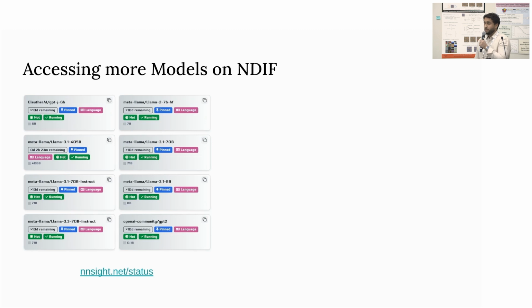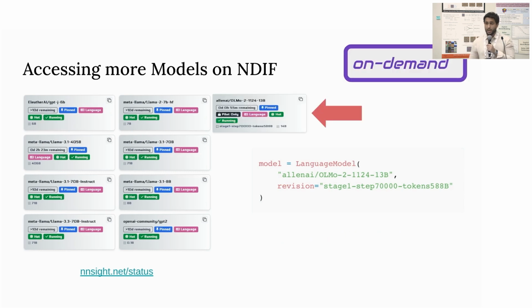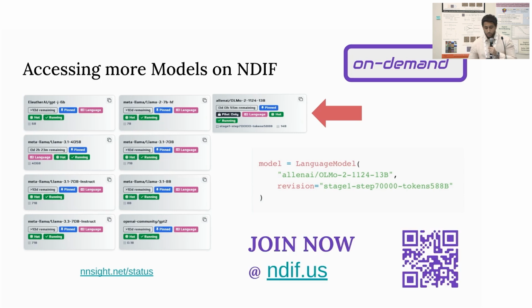When you come to NDIF, you will find a set of available models for you to use right away. And if you want to do research on more models or even checkpoints of models, you can apply to join our program, which allows you to access any model available on Hugging Face, up to 70 billion parameters. So go to ndif.us and join our program so you can access so many models on demand.